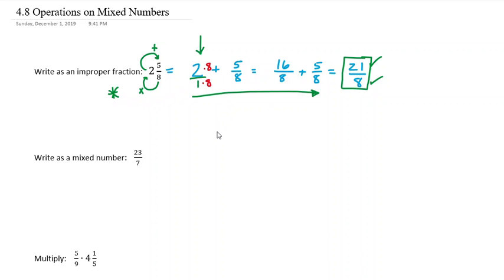Okay, now let's change the question around and say, what if we had 23/7? That is called an improper fraction. The top number, the numerator, is larger than the denominator. So this can be written as a mixed number, and so we want to do that. We want to change this to a mixed number. How do we do this?